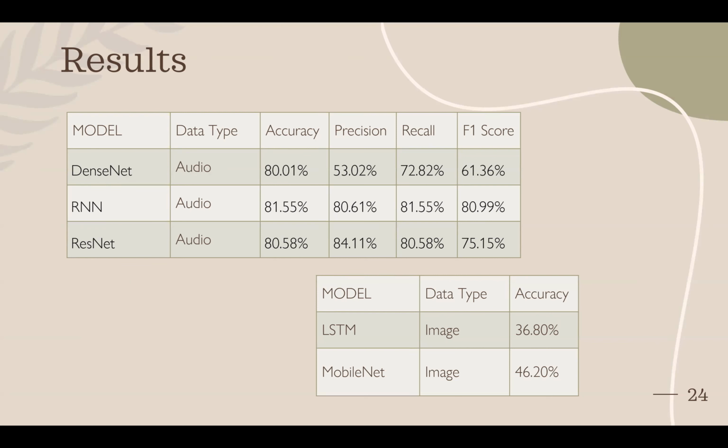Additionally, 2 models, LSTM and MobileNet, were assessed on image data. LSTM achieved an accuracy of 36, which was lower, and MobileNet performed better with an accuracy of 46. These results provide insights into the model performance across different data types, with RNN showing the highest accuracy among the audio models and MobileNet outperforming LSTM in image data classification.